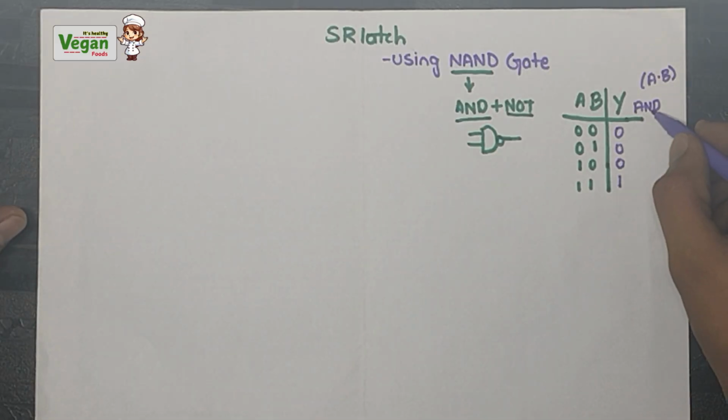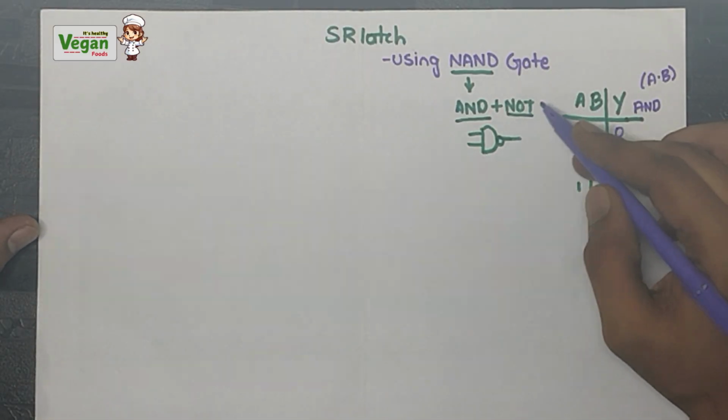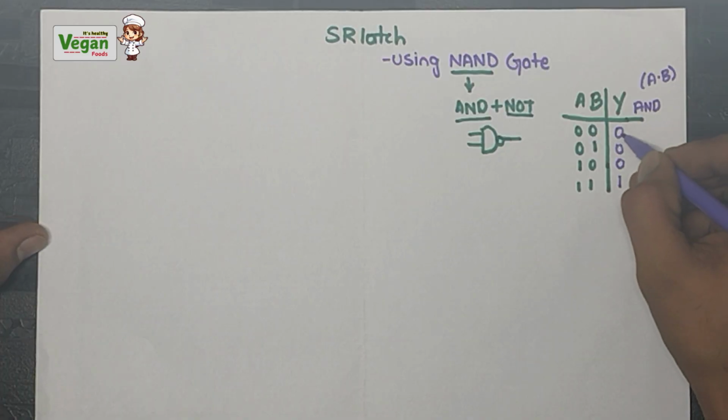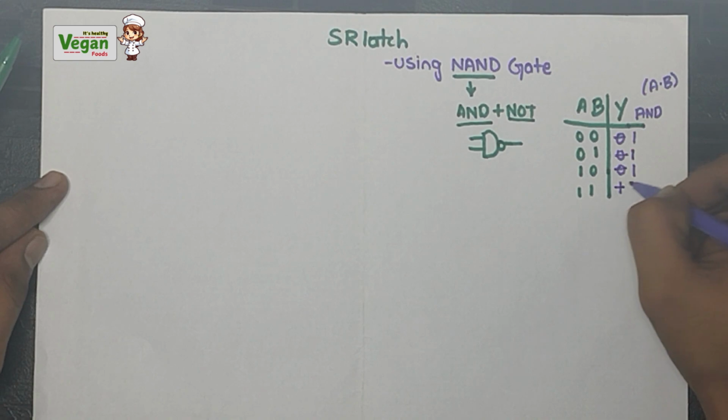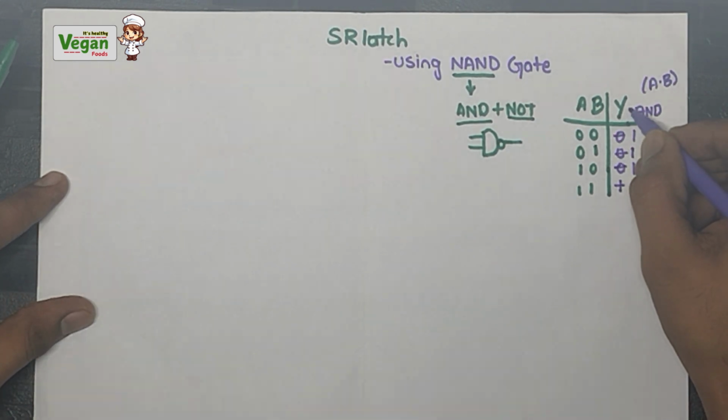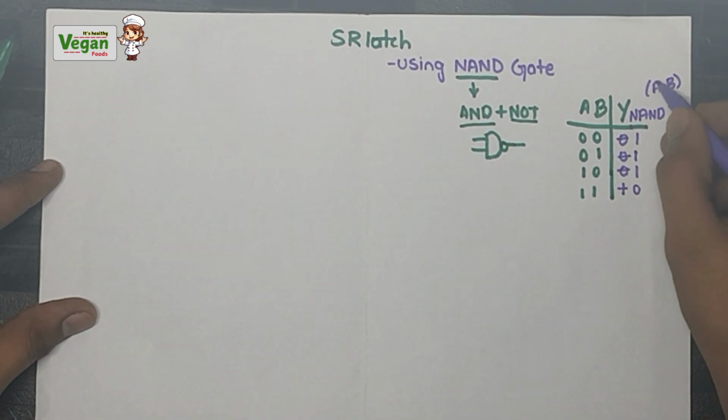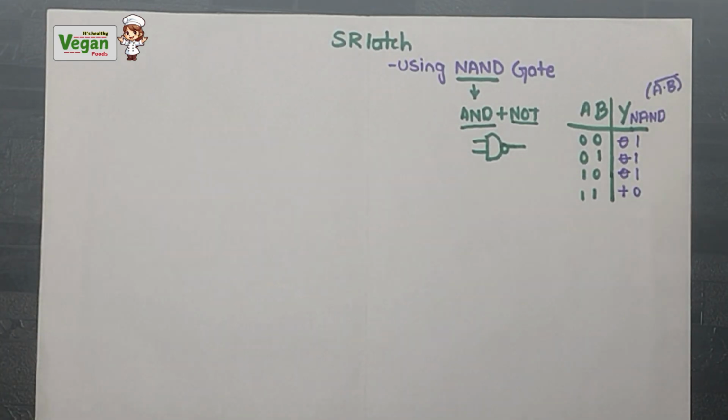So this is the AND gate. The NOT gate will complement the value, that is, 0 will become 1 and 1 will become 0. So this is the NAND gate concept, AB bar. This became the truth table of the NAND gate.